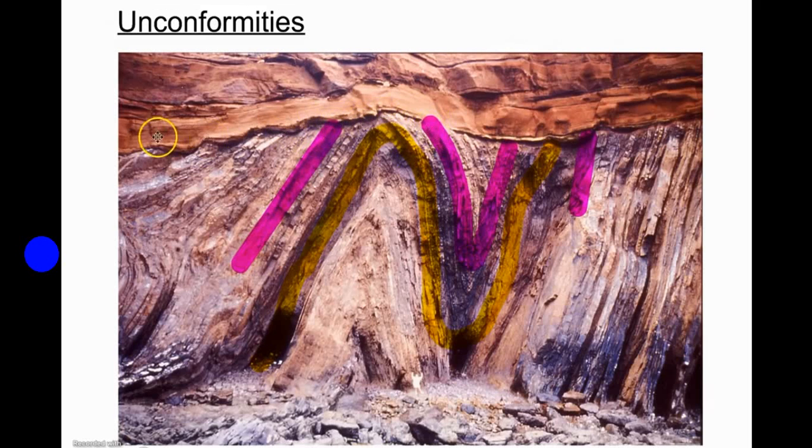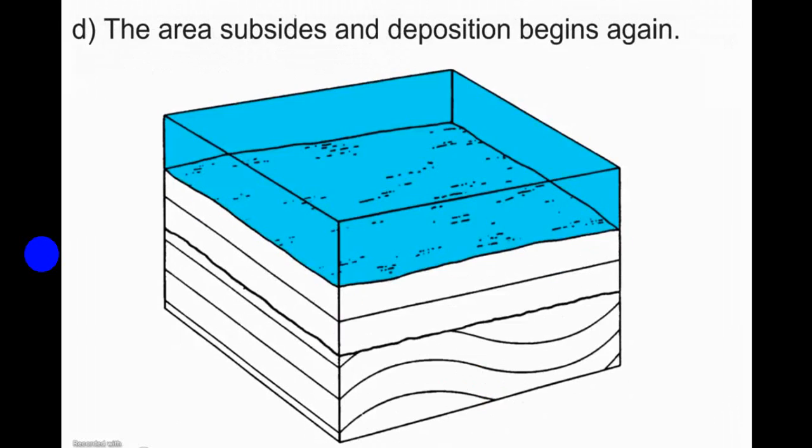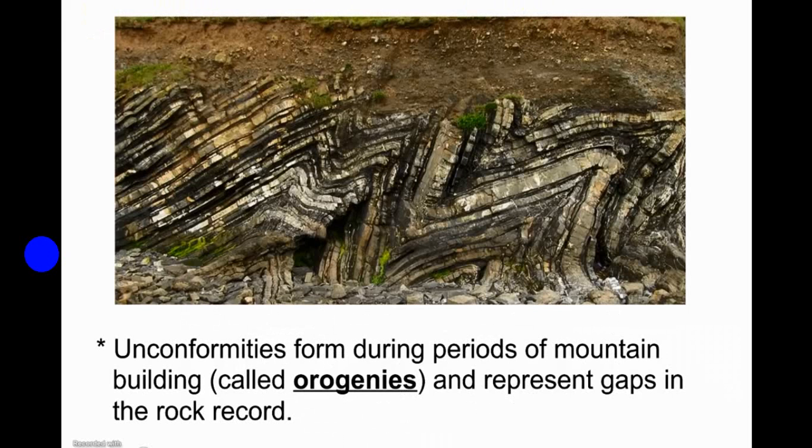Now, on top of this, we have more layers that are still somewhat horizontal. So we now know that something happened to form new layers on top of our fold. Well, new layers form underwater. So the whole area had to subside again, sink back down underwater, and deposition began again. So now we have new layers of sediment that got deposited. So those are the 4 steps that created this unconformity.